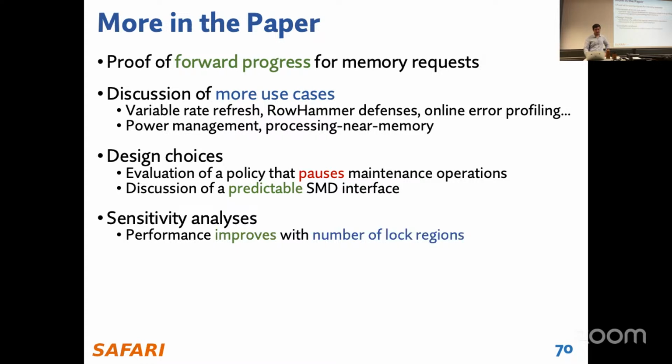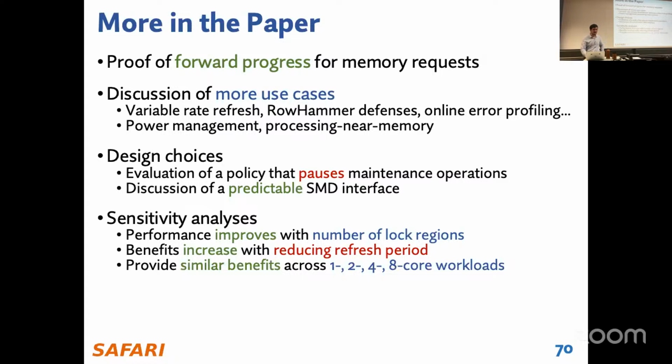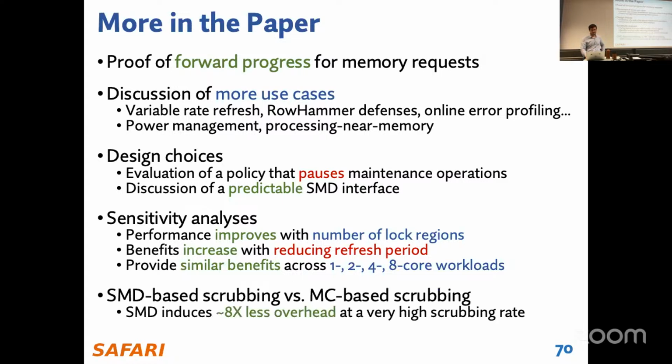And we have sensitivity analyses, which shows that performance improves with increasing number of lock regions. The smaller your lock regions get, you have more opportunity to parallelize commands, overlap the latency of maintenance and access. Your benefits increase with reducing refresh period because the baseline ends up spending more time refreshing things. And you provide similar benefits across 1, 2, 4, and 8 core workloads.